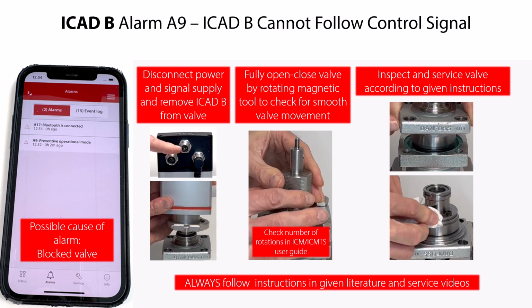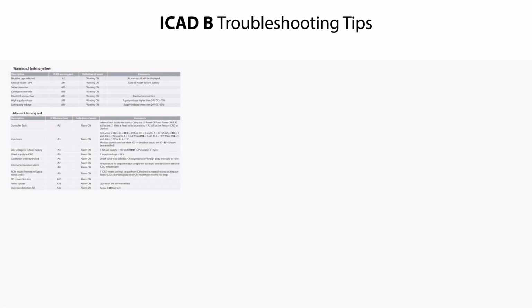Once any valve issues have been solved and the ICAD B is reinstalled on the valve and correctly started up, then the ICAD B will be reset to normal operation mode. If the ICAD B alarm A9 continues, then please contact Danfoss with relevant application details. As seen earlier in this video, there are numerous other ICAD B alarms besides the A1, A3, and A9 alarms just mentioned. These alarms are designed to protect the equipment and help to diagnose problems as proactively as possible.